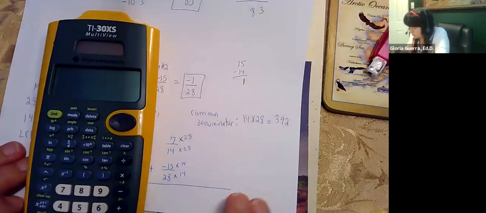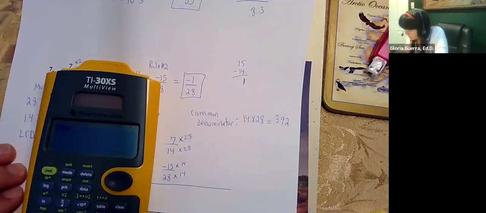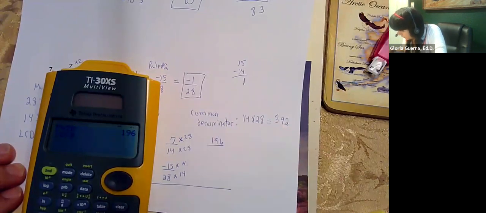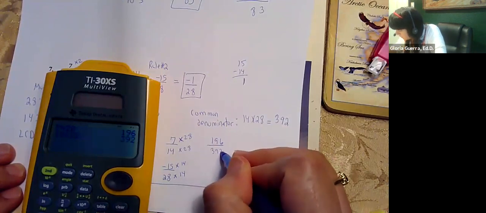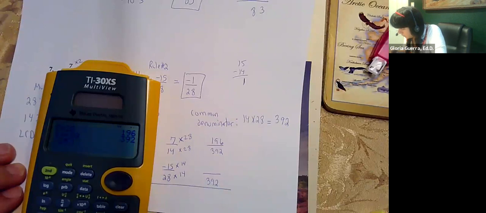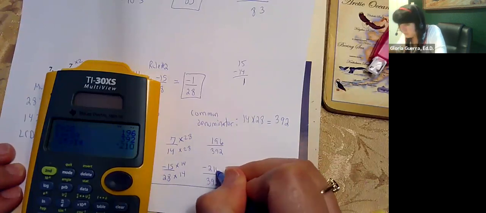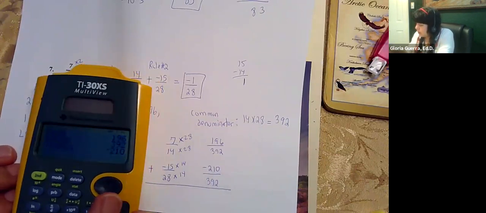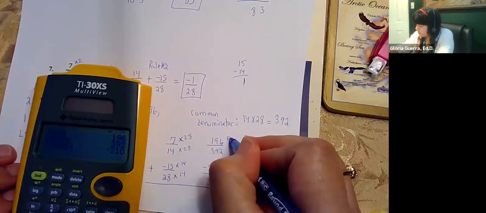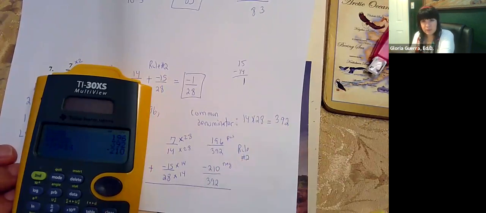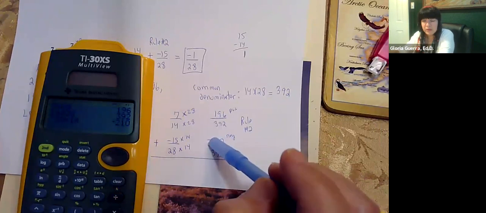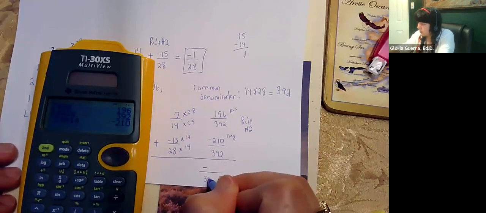So now here you're going to do 7 times 28, which is 196. And you already know that 14 times 28 is 392. Down here, 28 times 14, you already know that's 392. But then you have a negative 15 times 14, that's a negative 210. But you see how large those numbers are? Pretty big, right? And this is still rule number two. You're adding two numbers with different signs, right? This one's positive, this one's negative. So the rule says you have to subtract and you have to keep the sign of the number with the bigger distance. So 210 is bigger than 196. So this negative beats out, negative over 392.